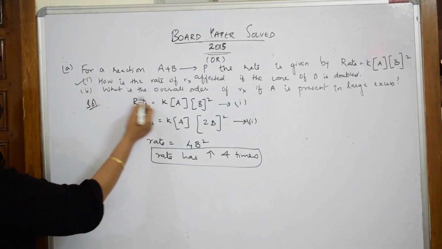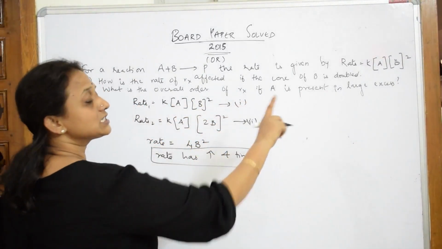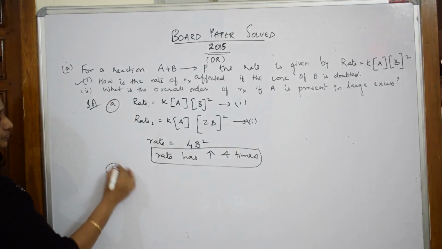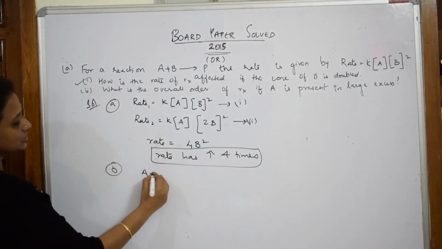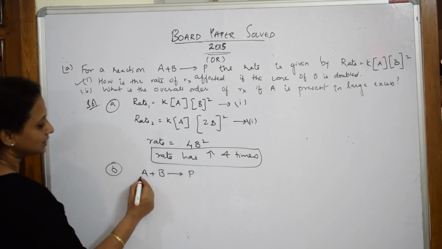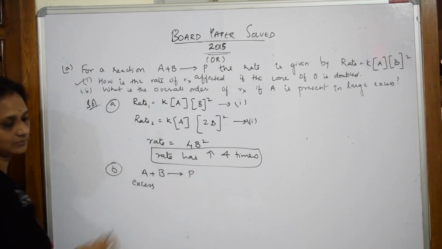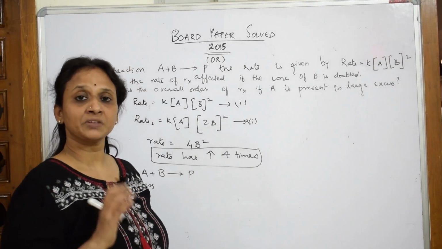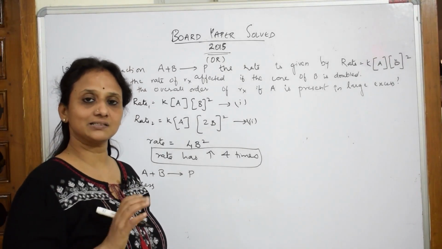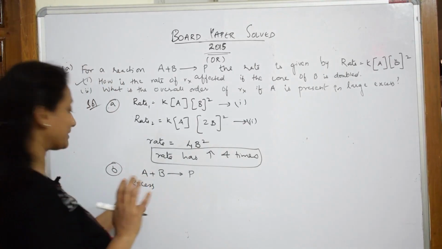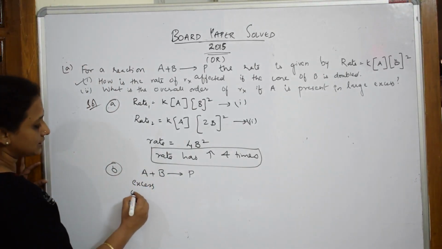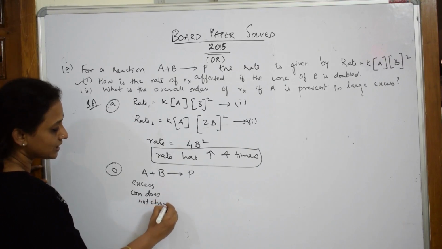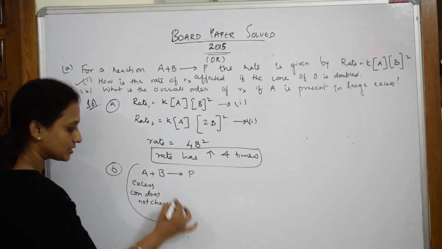Let us do the second one. What is the overall order of the reaction if A is present in large excess? Good. Have you already given me the clue? They said in that reaction A plus B giving me products, A is in excess. If a quantity is in excess, as we have studied in pseudo first order reaction, the concentration of that particular reactant doesn't change. So the rate of the reaction does not depend on this.